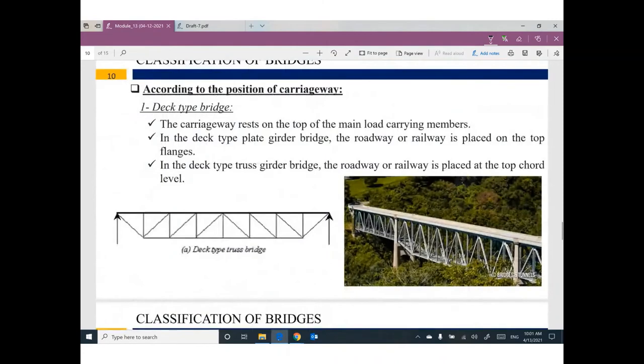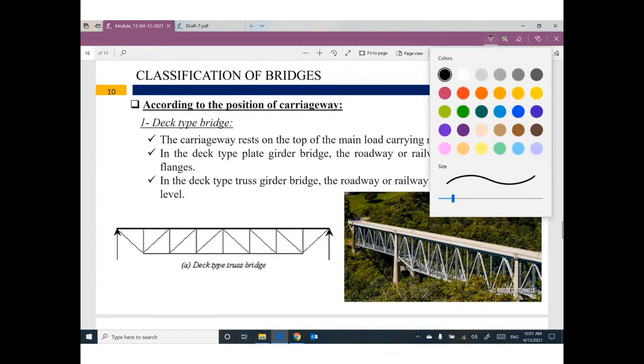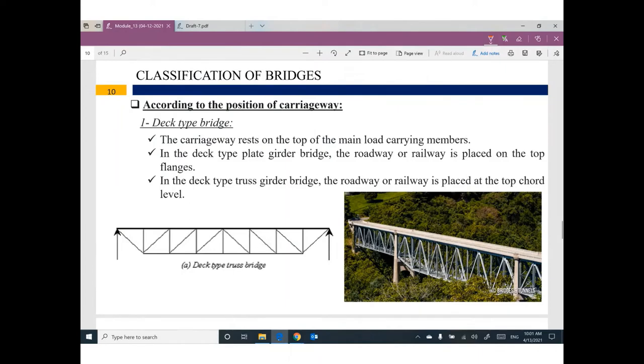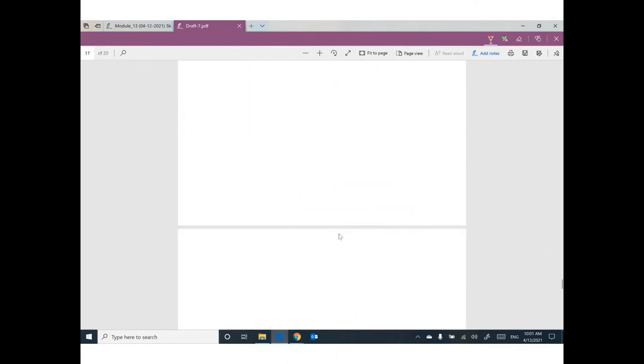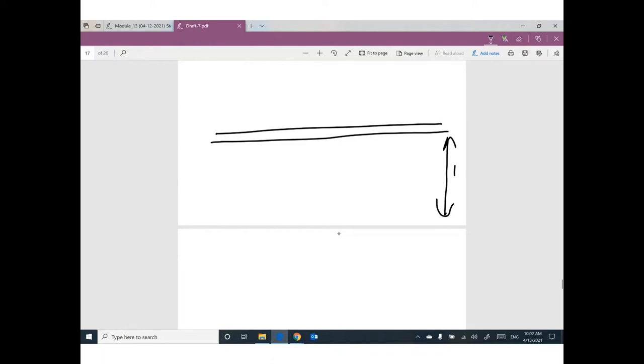We have another category, types of bridges based on or according to the position of the carriageway. I'm sorry, what you mean? Guys, sometimes we need to construct a bridge and this bridge is very, very high. So the statical system used, like arch, like truss, like whatever, will be underneath the bridge deck.